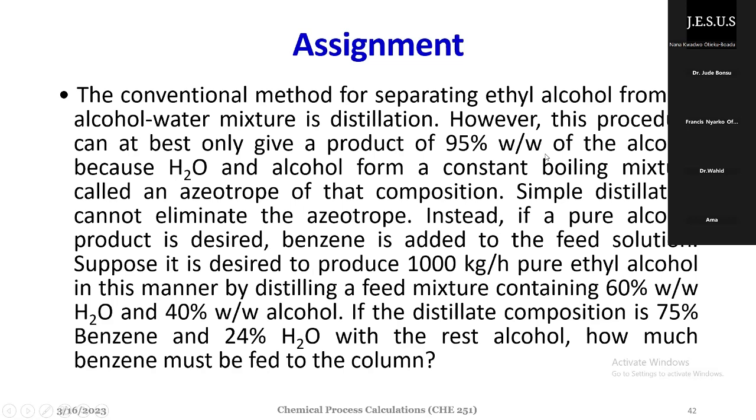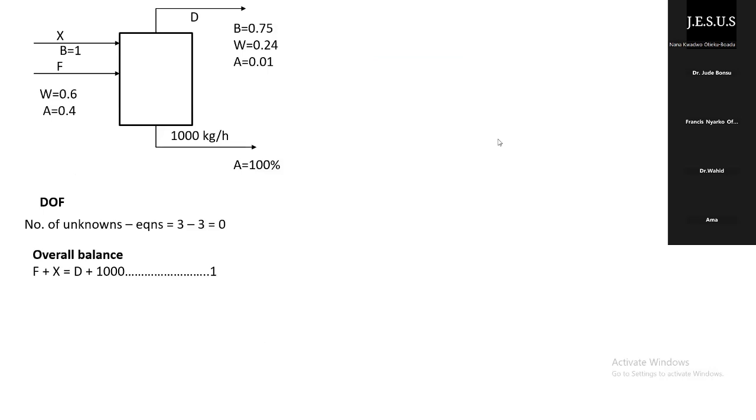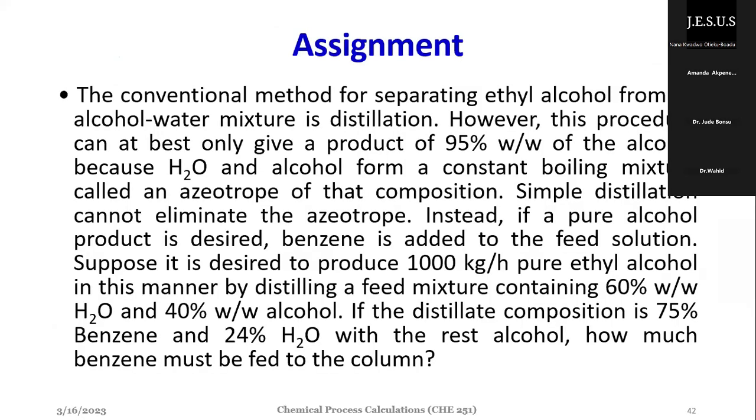You first have to start with your overall mass balance, and then your overall mass balance will be your input equals your output. So F plus X should be equal to D plus 1000. So this is our overall mass balance. You are looking at the total input and then the total output, the flow rate.